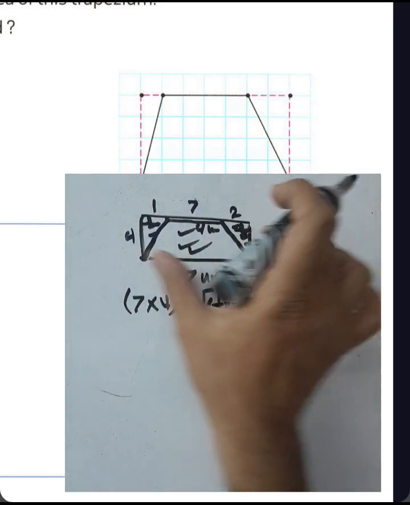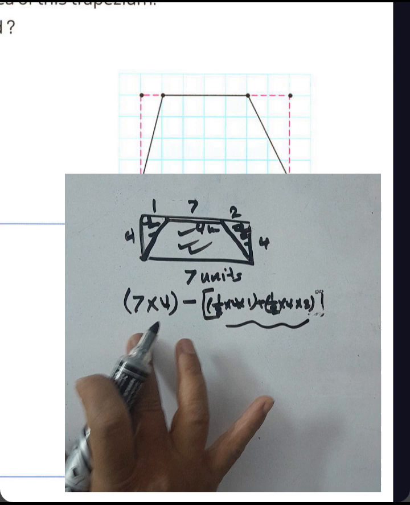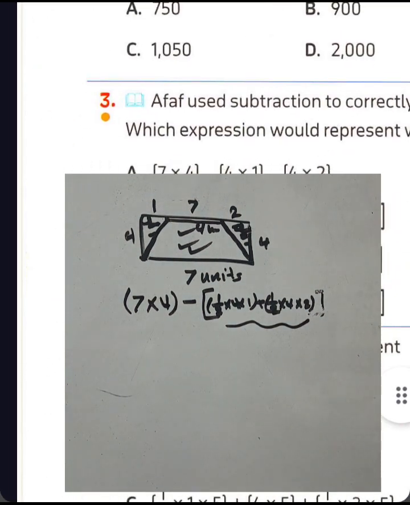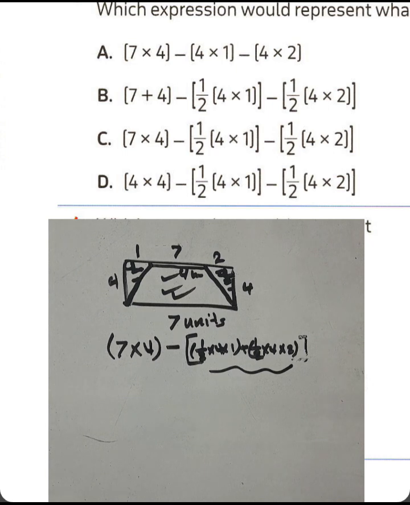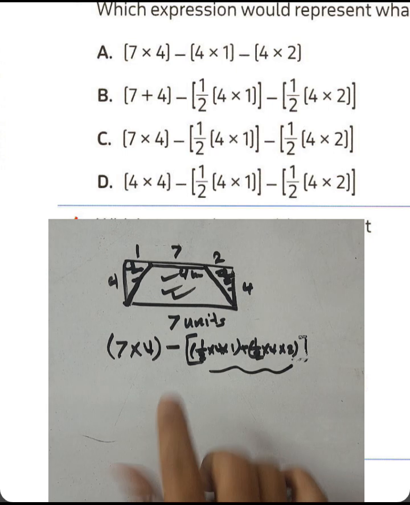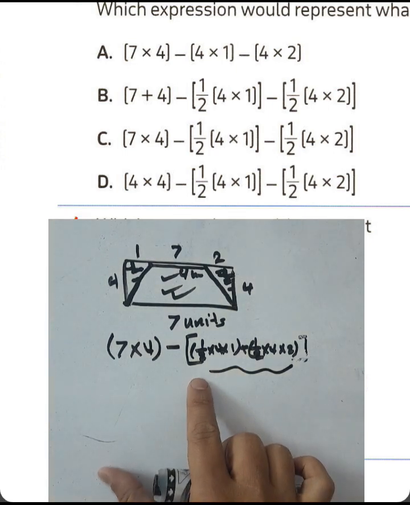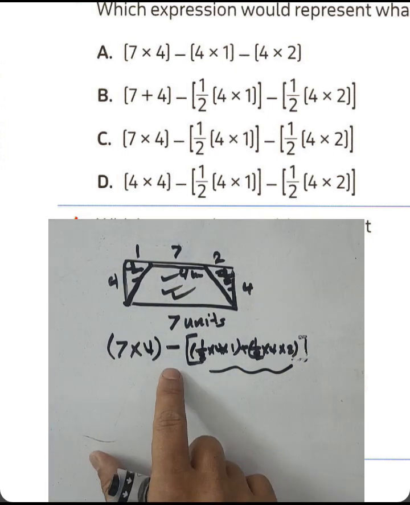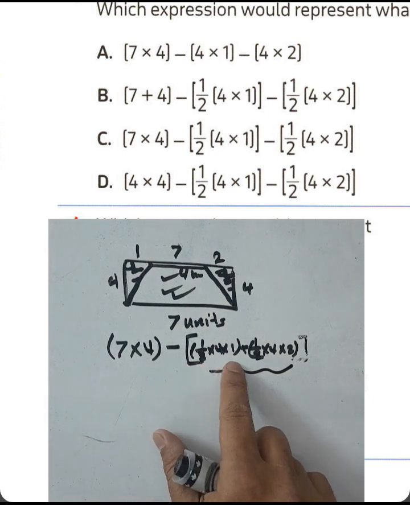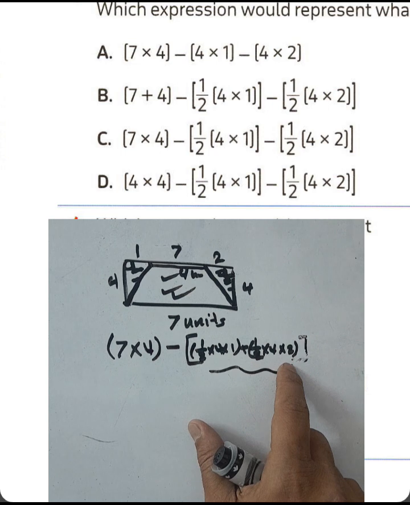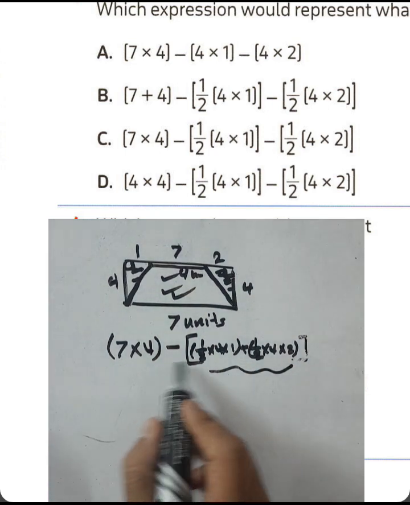Here the total part is the rectangle, and the area of a rectangle equals length times width. We will choose the sum of two parts here. We can use distributive properties. He used distributive properties in this example: subtract half times 4 times 1 and subtract half times 4 times 2. We must choose letter C because he used distributive properties.